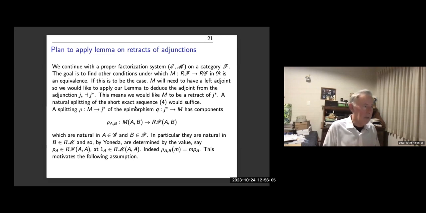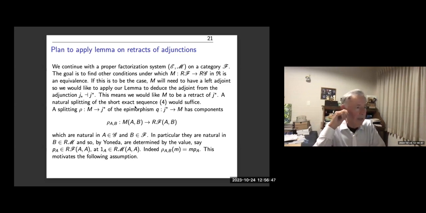Right, so I want to try and use that lemma about retracts of adjunctions. So we stick with our category with a proper factorization system. And we've got this thing M going from RF to RG. And we want that to be an equivalence. But let's assume it to be the case, and M will need to have a left adjoint in particular. So we'd like to apply our lemma to deduce that adjunction from this adjunction between J lower star and J upper star.